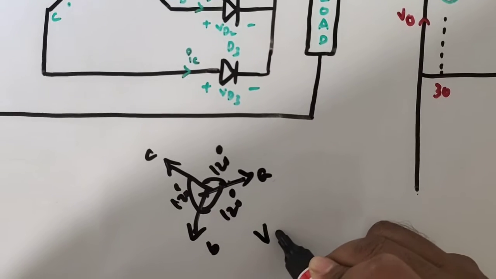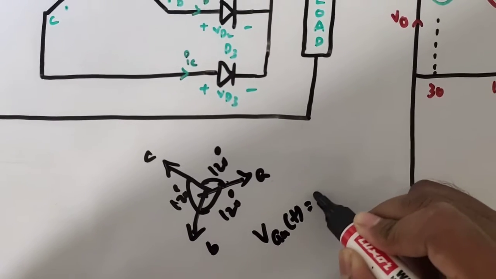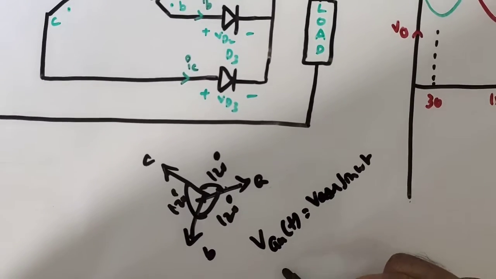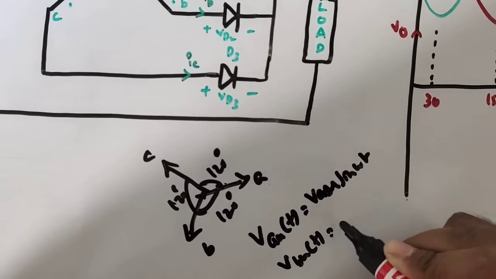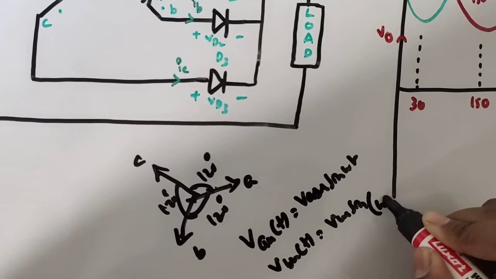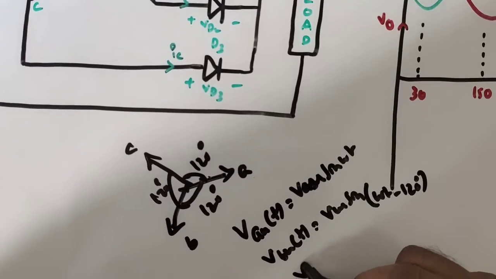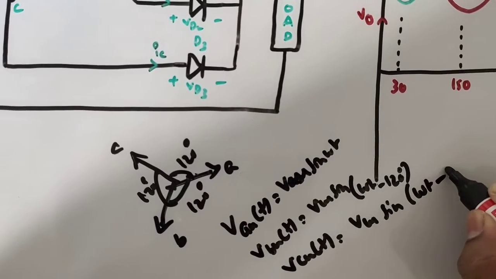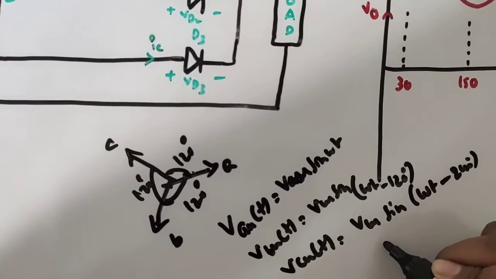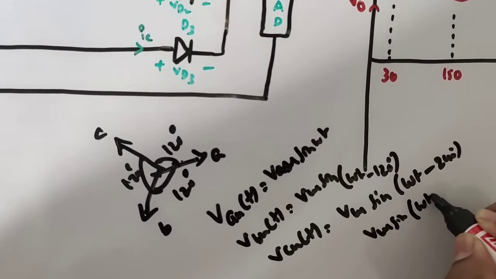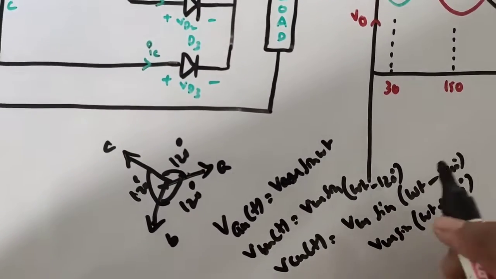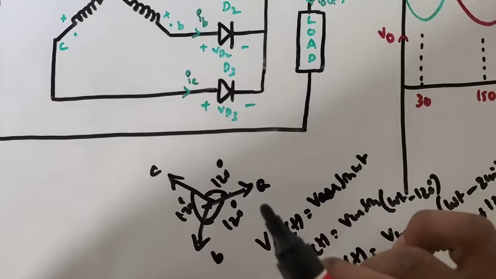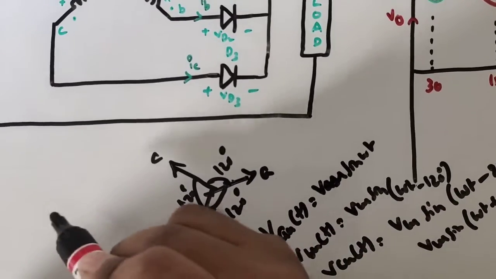So we are going to have the values VAN of t equal to Vm sine omega t, VBN of t equal to Vm sine omega t minus 120 degrees, and VCN of t equal to Vm sine omega t minus 240 degrees, or we can consider Vm sine omega t plus 120 degrees, whatever it may be. So all the phases are displaced by 120 degrees. That is the basic issue you have to remember.